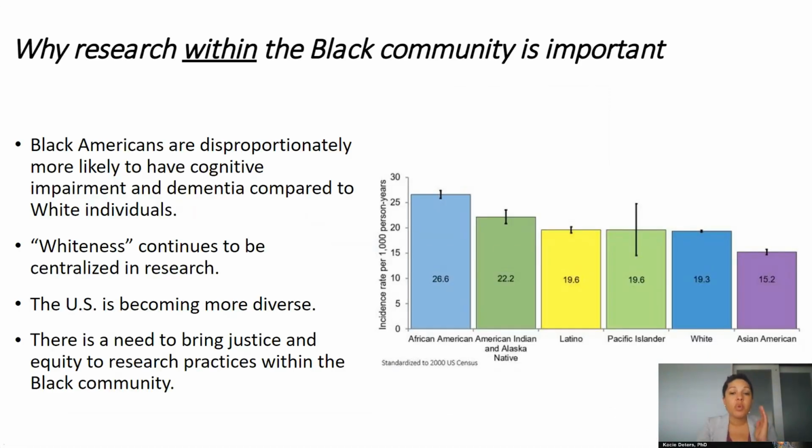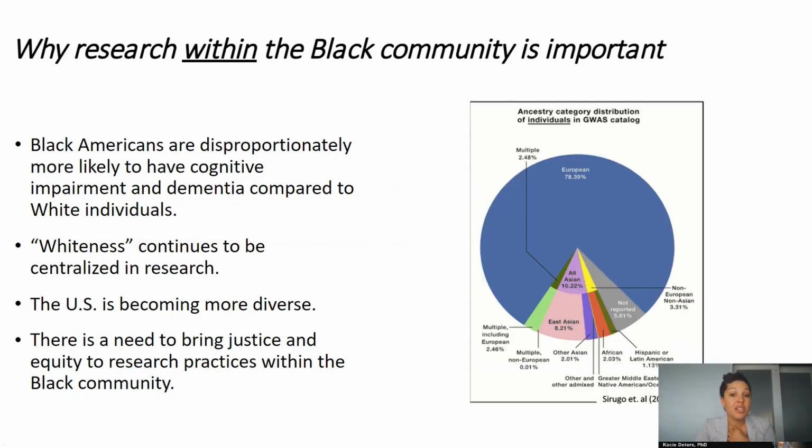So again, why is research within the Black community important? Black individuals are disproportionately likely to be diagnosed with dementia, yet whiteness continues to be centralized in research. Again, I'm talking about this GWAS catalog that shows about 80% European ancestry in the blue, while if you look at the orange little wedge on the bottom right side, only 2% is African.